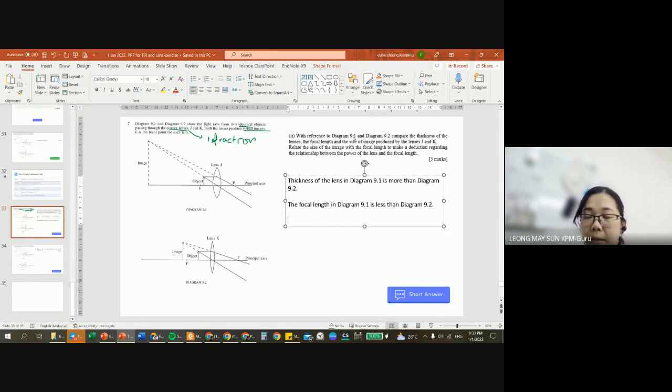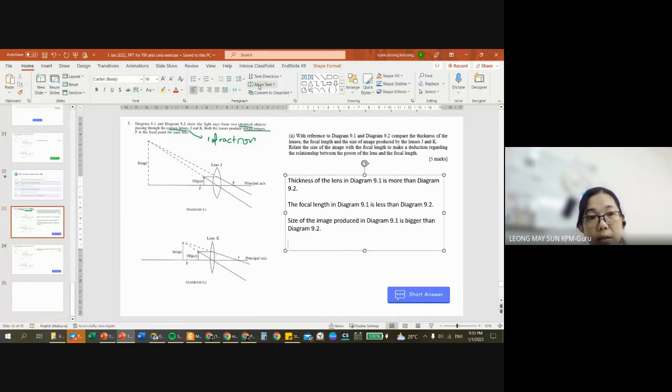All right. Size of the image. Now, 9.1 image is very big. 9.2, the image is actually very small. So, size of the image produced in diagram 9.1 is bigger than diagram 9.2. Full stop, skip a line.